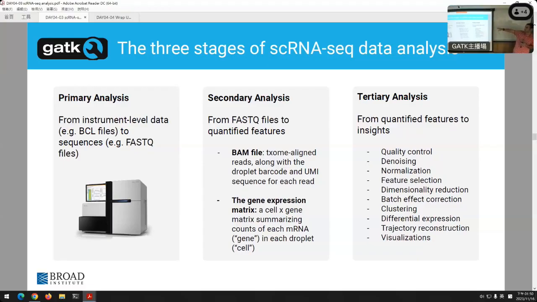Secondary analysis is going from raw reads to a matrix, and we'll show you that matrix, which is cells in one dimension and the genes in the other. And then the tertiary analysis is making all those plots. There's a lot of QC and work you have to do, which we'll go over, and then making those awesome plots. So I'm going to go over that list in the tertiary analysis. I'm going to remind you a few times.